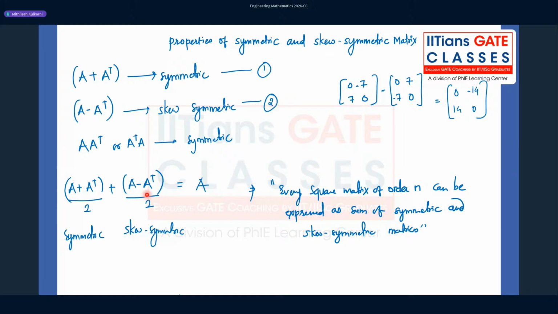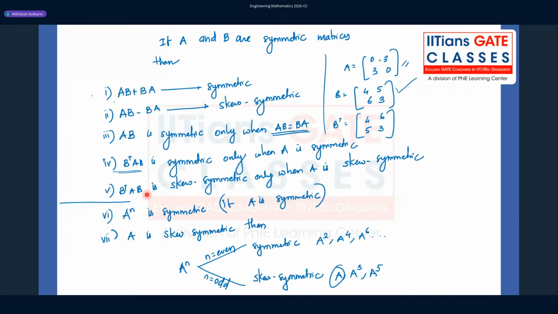Not just for the types of matrices, but in future we will also study the properties of the determinant, properties of inverse, properties of the eigenvalues and eigenvectors, and all of them are equally important. I'll go to the next slide. Some more properties. In the previous slide, we were talking about just one matrix A.